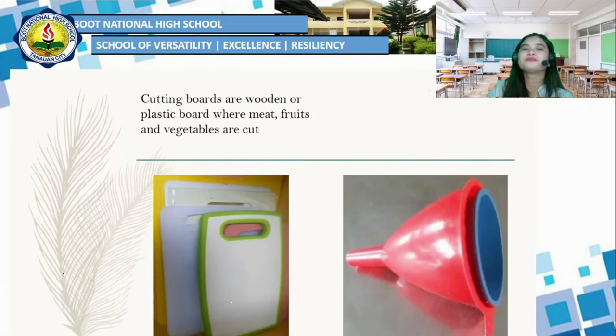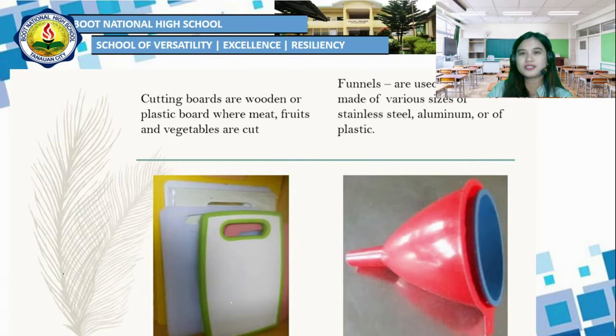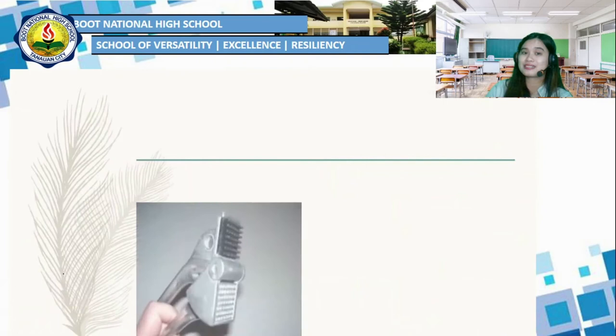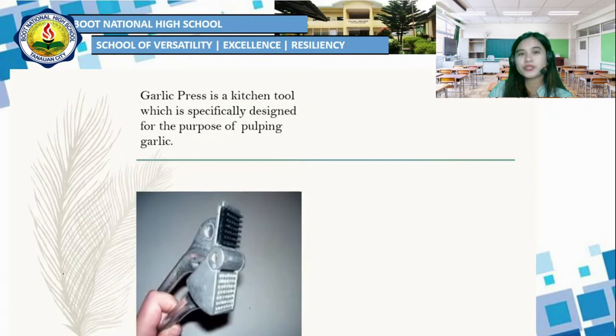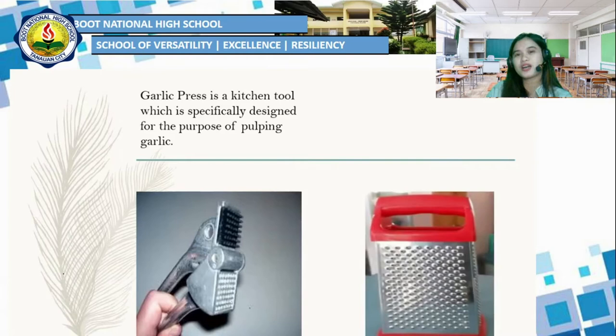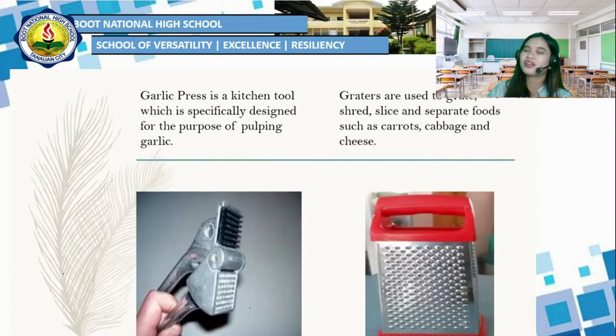And of course, we have there the funnels, which are used to fill jars made of various sizes of stainless steel, aluminum, or plastic. And next one, we have the garlic press. It's a kitchen tool which is specifically designed for the purpose of pulping the garlic. We have, of course, the graters. It is used to grate, shred, okay? Grate carrots, grate cheese, grate cabbage.